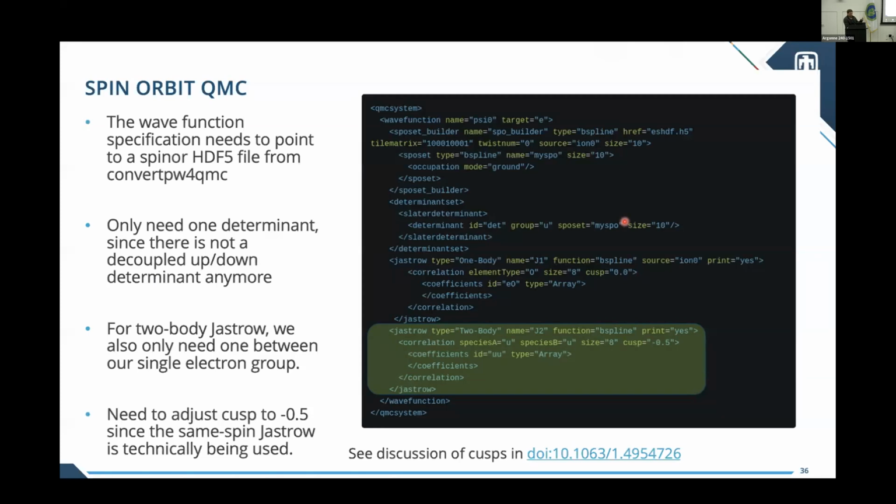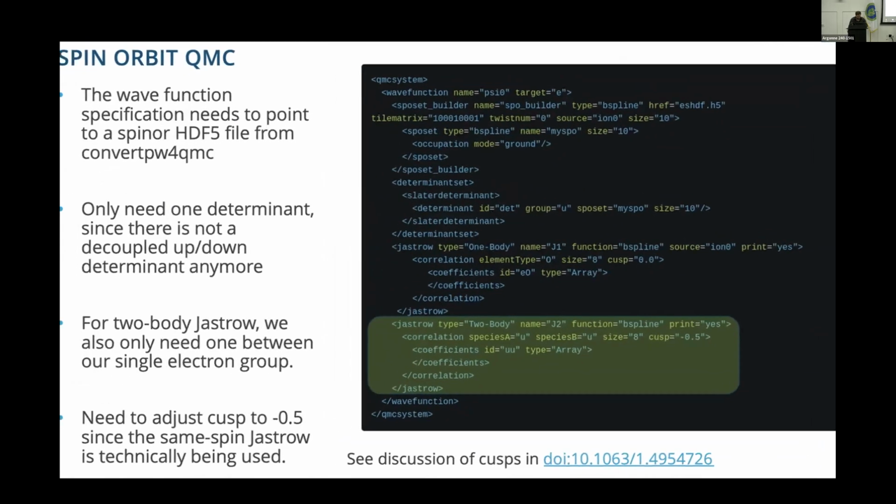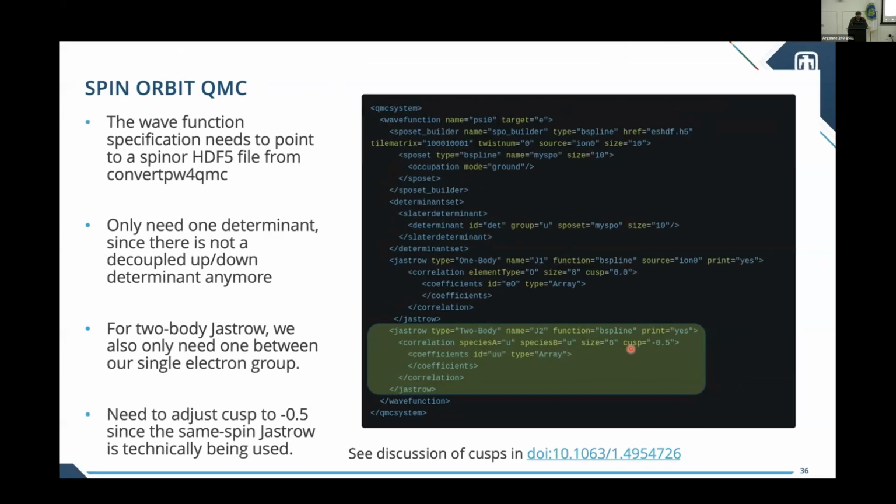But there's also another problem, which you can read details about in one of our original papers, talking about the cusp conditions on the Jastrow. The normal up-up cusp is a quarter, but for the spin orbit, it turns out you need a half. So you actually have to add this cusp explicitly into your Jastrow file in order to get it to do the right thing, because by default, it'll create a quarter.